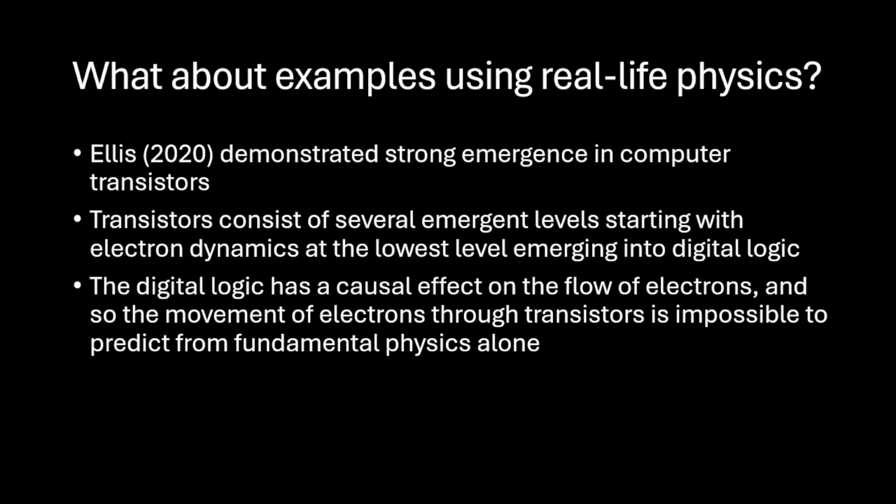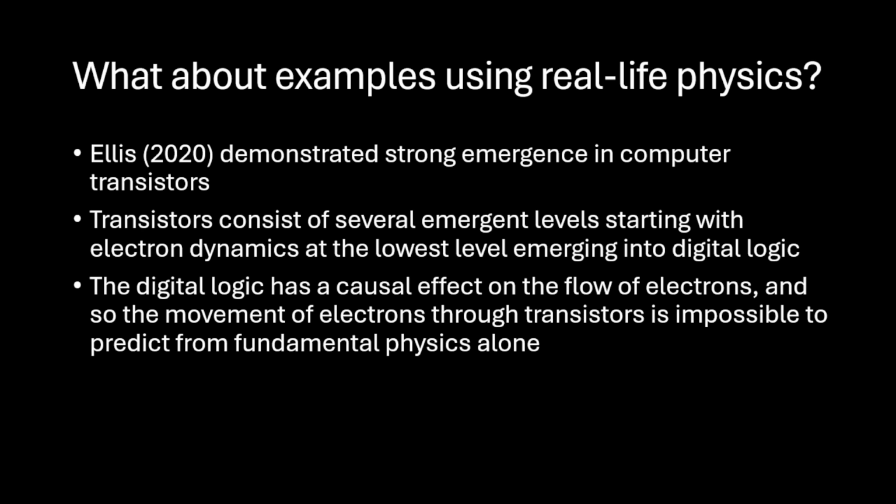Now, George Ellis demonstrated this within computer transistors, which is a very interesting example because we're the ones who design transistors, and so we can study them more easily than studying a living system. And because we were the ones to design transistors, it gives us the ability to study whether transistors are strongly emergent. Now, transistors consist of several emergent levels, starting with electron dynamics at the lowest level and emerging into digital logic. Now, what Ellis claims is that the digital logic has a causal effect on the flow of electrons.